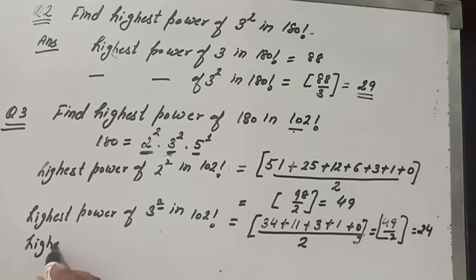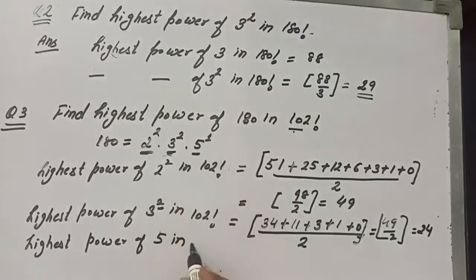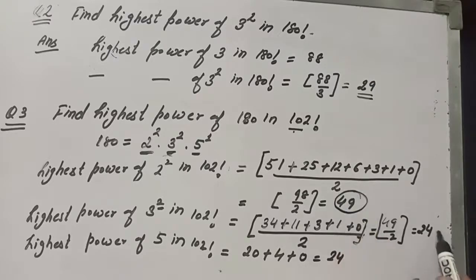Now the highest power of 5, because here 5 is 1 power, in 102 factorial. So divide 102 by 5. The quotient is 20, and then 20 is divided by 5, quotient is 4, 4 is divided by 5, quotient is 0. So this is 24. Now highest power of 2 square is 49, highest power of 3 square is 24, and highest power of 5 is 24.